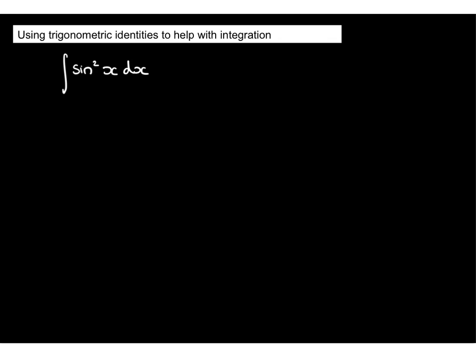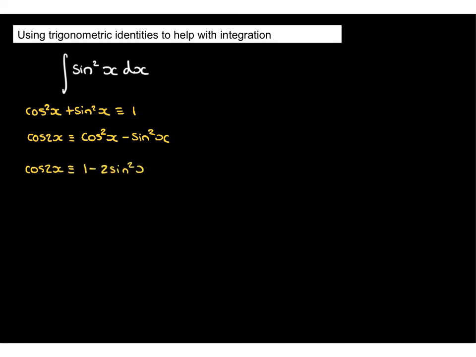Now, there are 3 identities that involve sine squared x. There's the identity cos squared x plus sine squared x is equivalent to 1. There's the identity cos 2x is equivalent to cos squared x minus sine squared x. And then there's the other identity for cos 2x, which is equivalent to 1 minus 2 sine squared x. Now, one of these identities will help us, the other 2 will not. Can you work out which one is the useful one? Yes, it's the third one.